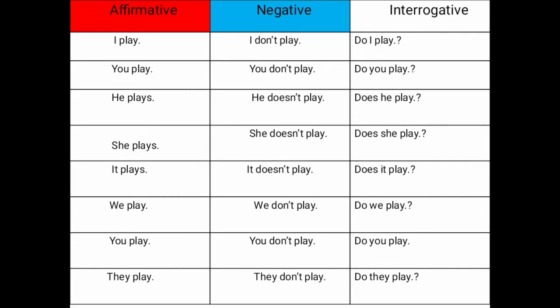Let's try to know the negative sentences. I don't play, you don't play, he doesn't play, she doesn't play, it doesn't play, we don't play, you don't play, they don't play. Interrogative. Do I play? Do you play? Does he play? Does she play? Does it play? Do we play? Do you play? Do they play?